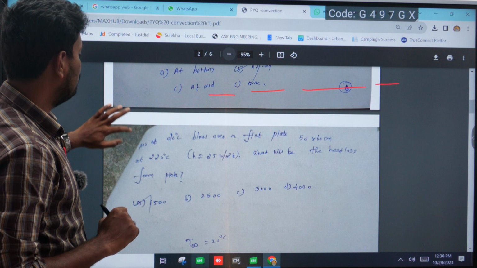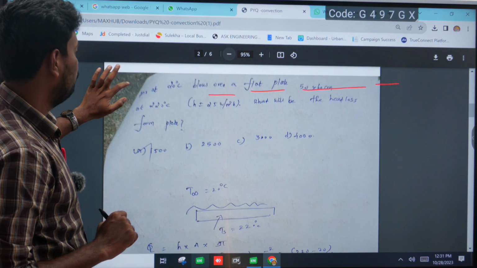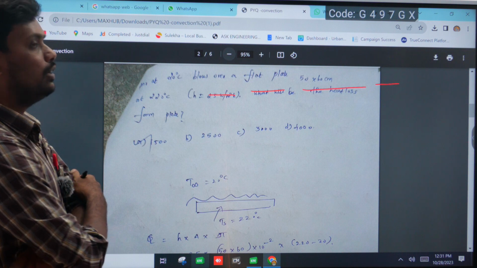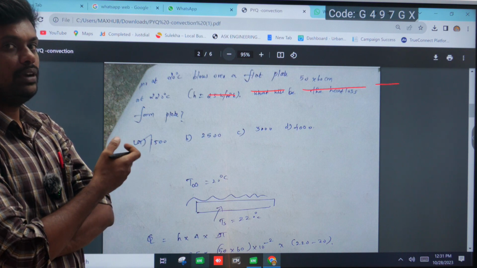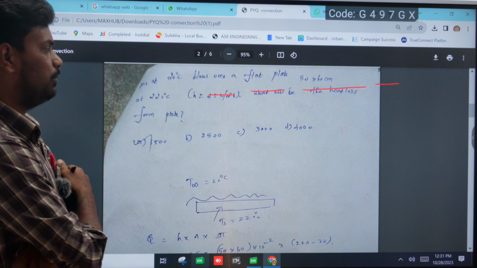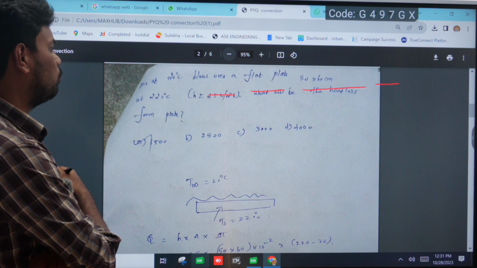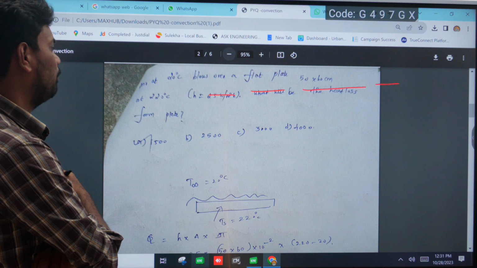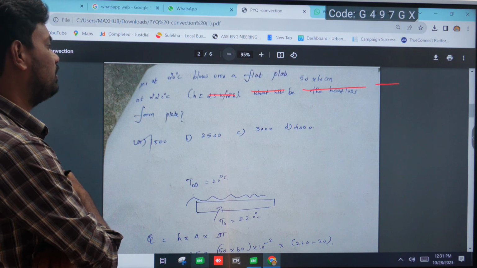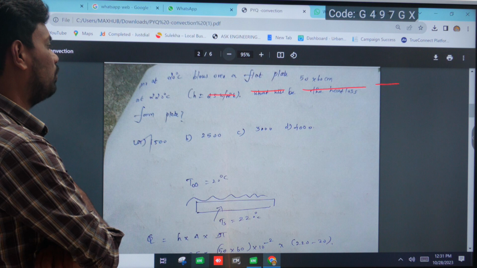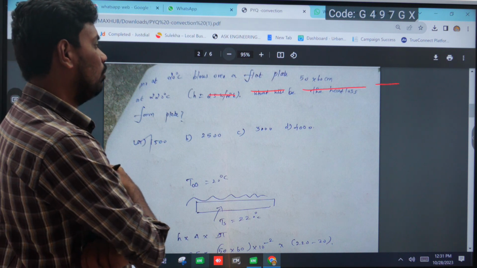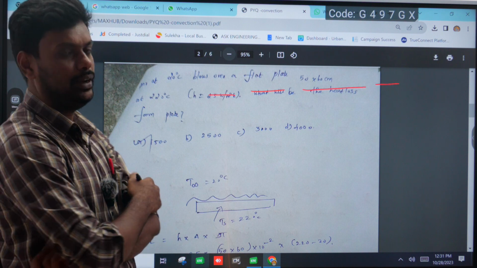Next, this is a problem based question. Air at 20 degrees Celsius. I think it may not be visible, so I am reading, you just understand what the question is. Air at 20 degrees Celsius blows over a flat plate of size 50 cross 60 centimeter at 220 degrees Celsius. Take heat transfer coefficient small h is equal to 25 watts per meter square Kelvin. What will be the heat loss from the plate?